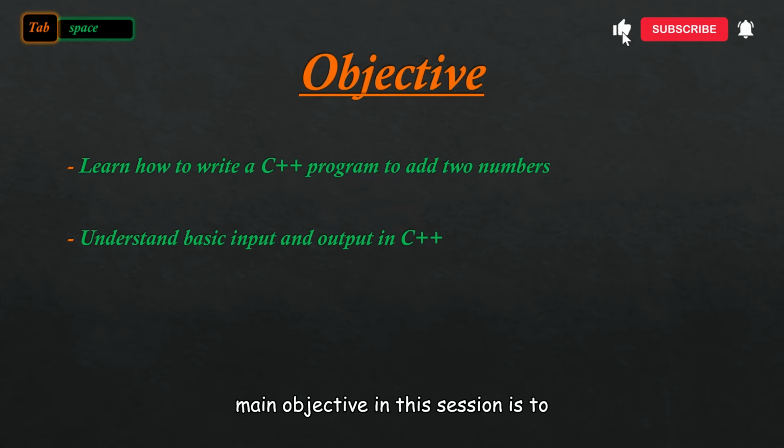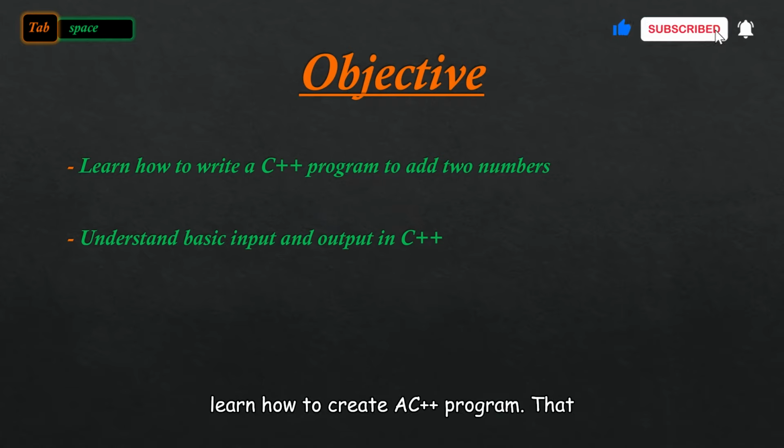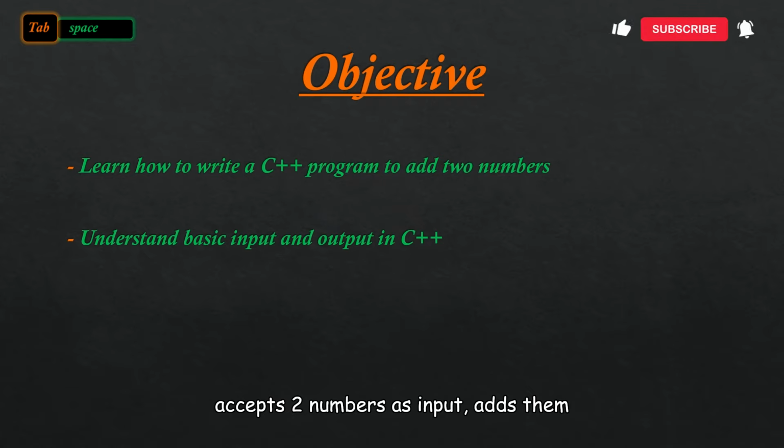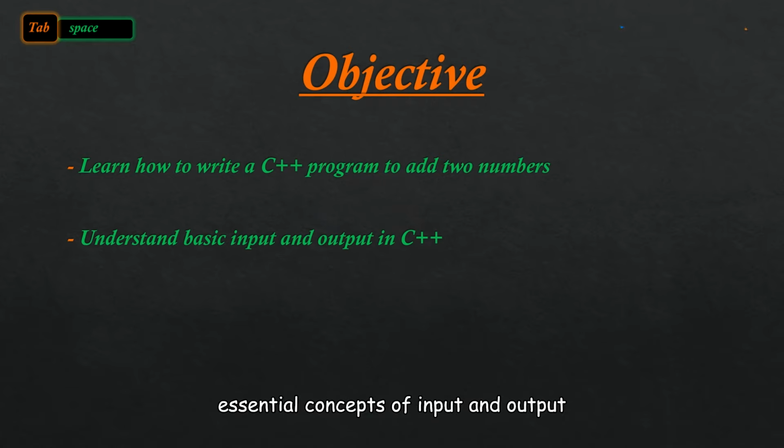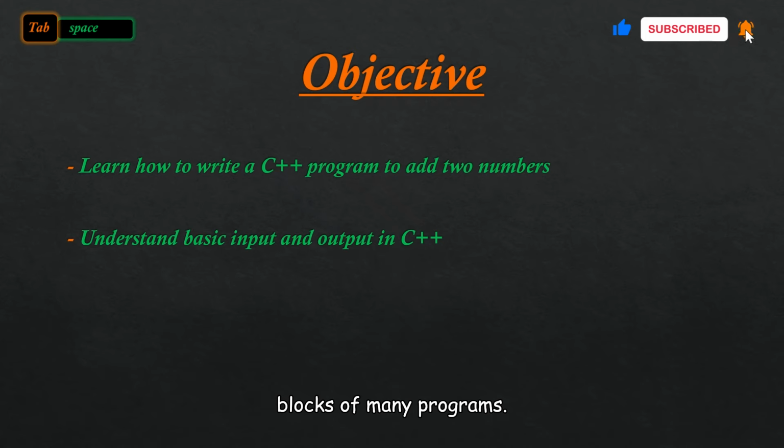Our main objective in this session is to learn how to create a C++ program that accepts two numbers as input, adds them, and displays the result. Along the way, we will also get familiar with the essential concepts of input and output operations in C++, which are the building blocks of many programs.